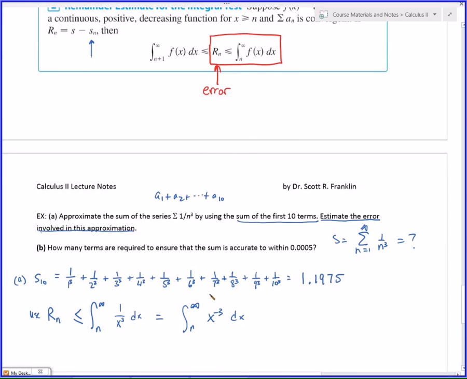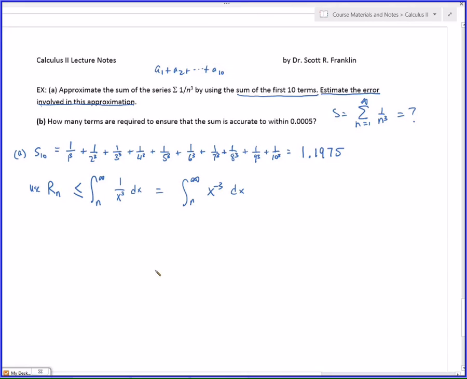Now I'm actually going to use R10, but because the next question is asking me about how many terms I would need, I'm going to do this for n and then plug in my 10 at the end. So let's take this integral. First thing you do, always rewrite it as a limit.